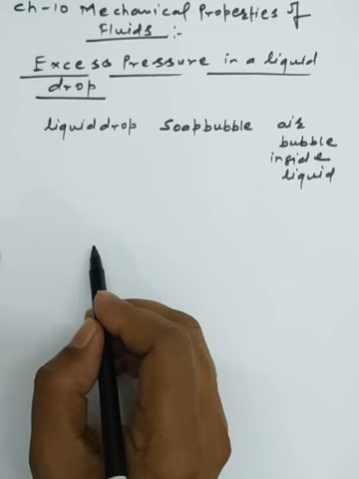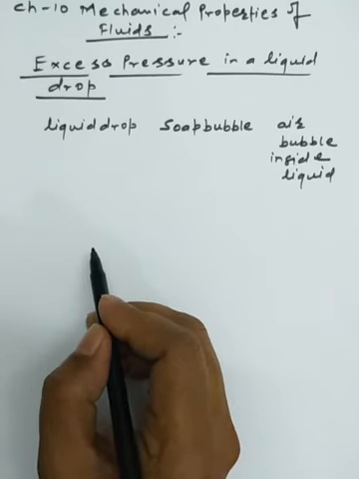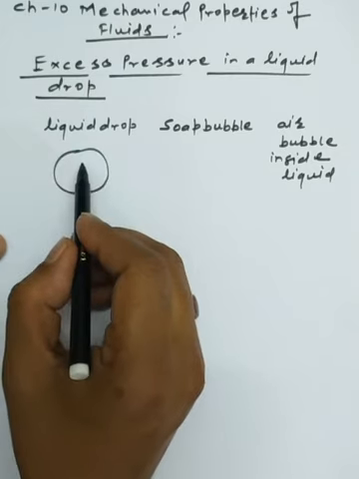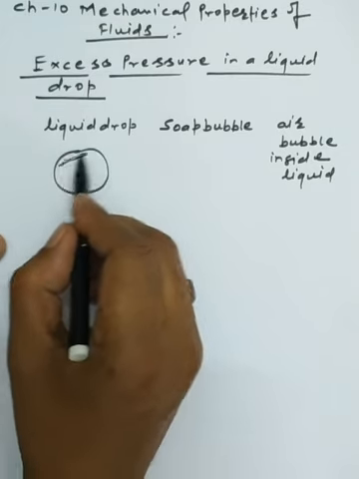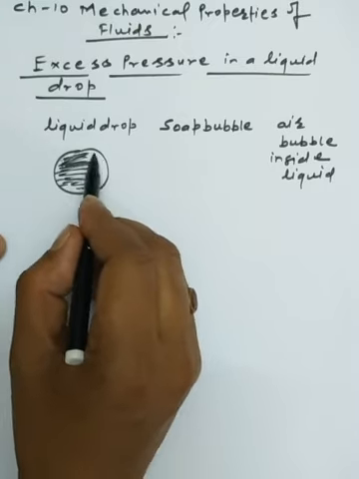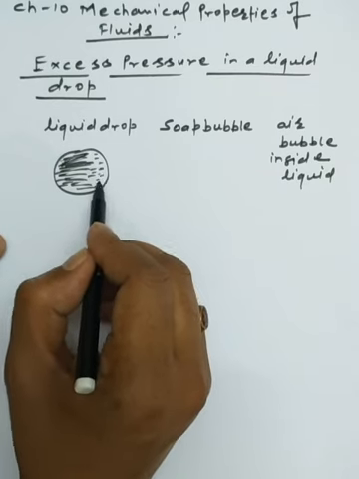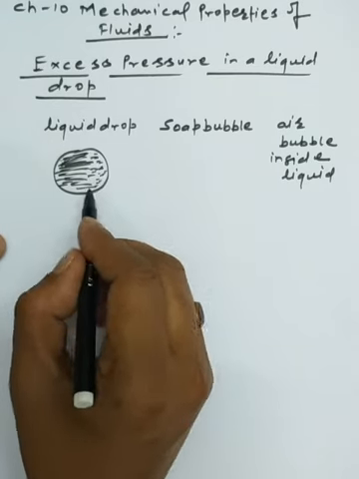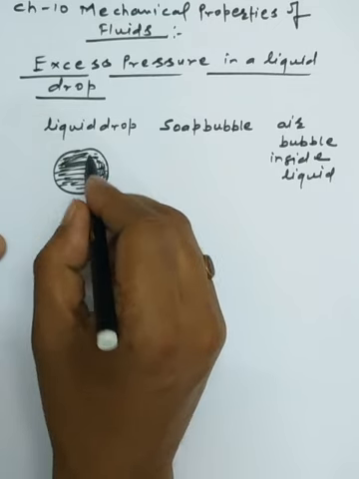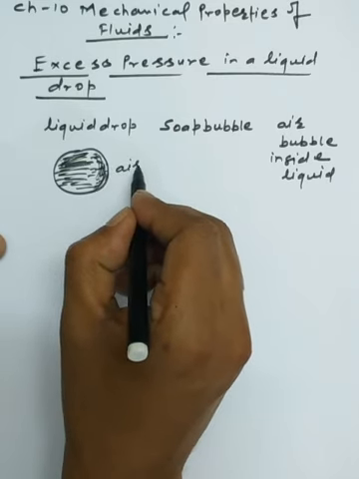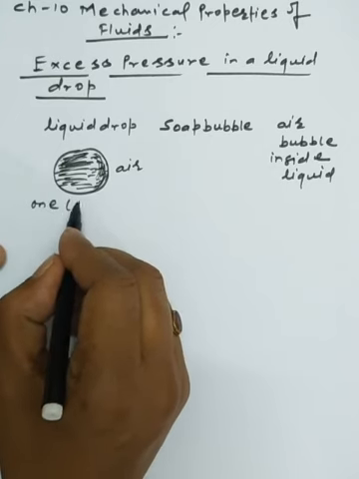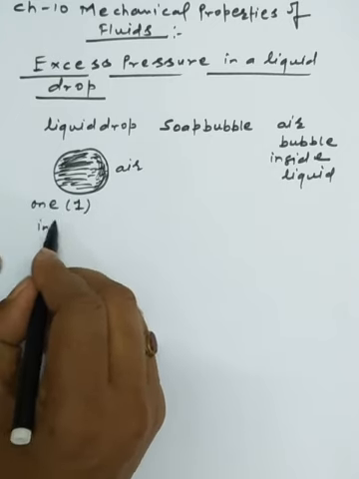Okay. So what are the types of surfaces we can consider here? Whenever we consider a liquid drop, this liquid drop has one interface surface. The inside part is the water we have, and outside is the air. So it has one interface surface.